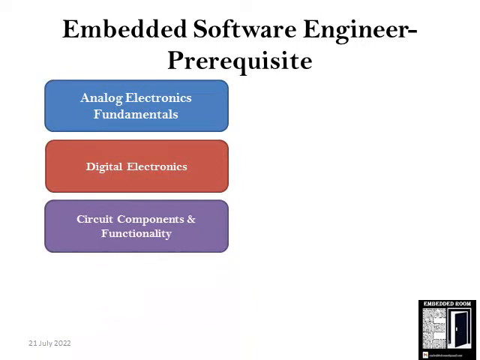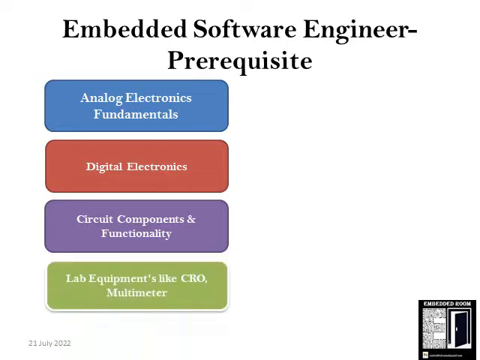And the next one is circuit components and functionality. Here we mainly focus on active and passive components. Active components like a voltage source or current source give energy to the circuit, and passive components are like resistor, inductor, and capacitor. And the next one is lab equipment like CRO and multimeter.